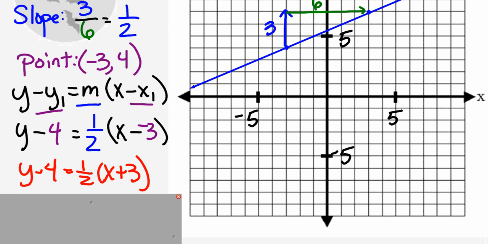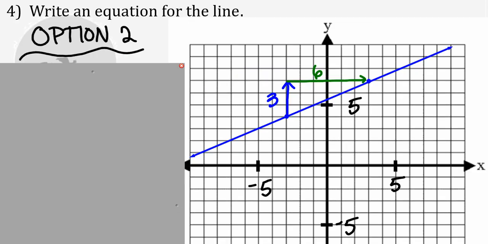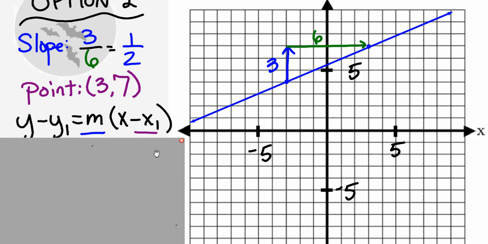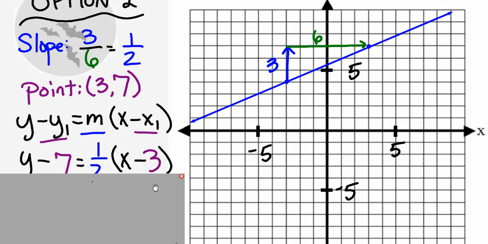Now we could also use the other grid point that we used for our slope, which was at 3, 7, and do the same thing. We could substitute our coordinates into our equation with our slope, and again look to see if there's any simplifying that needs to occur. So we have y minus 7 equals 1/2 times the quantity x minus 3. Everything is simplified as can be, and that would be another correct equation for this line.